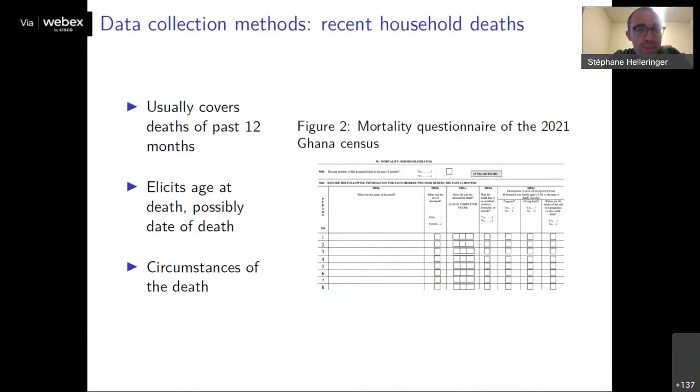So how do we collect data on adult mortality during surveys and censuses? Well, typically there are three general methods that might be used. The first one consists of eliciting data on recent household deaths. Typically, this takes the form of the questionnaire you see on the right of the screen here, where we ask a household head or another household informant to list all the deaths that have occurred in the household over a recent period of time, usually 12 months. And for each death, we ask about the age at death and possibly the date of death, and sometimes also the circumstances of death. For example, if it occurred during pregnancy for women of reproductive ages.